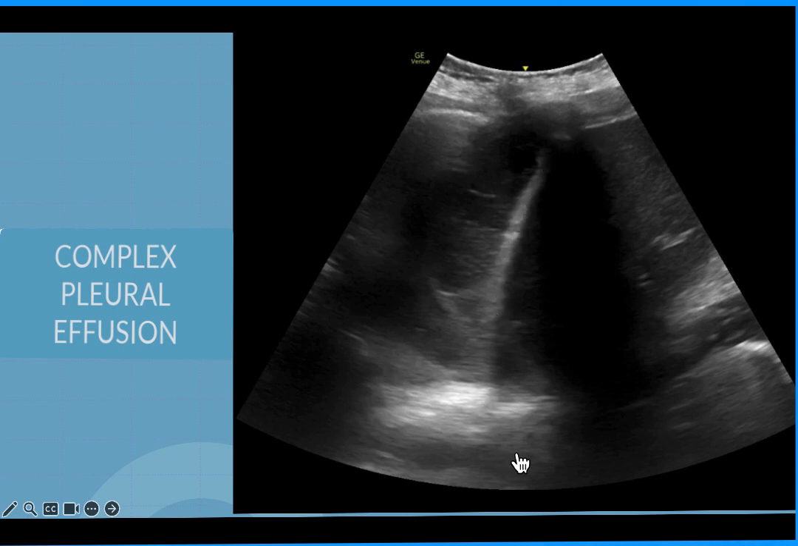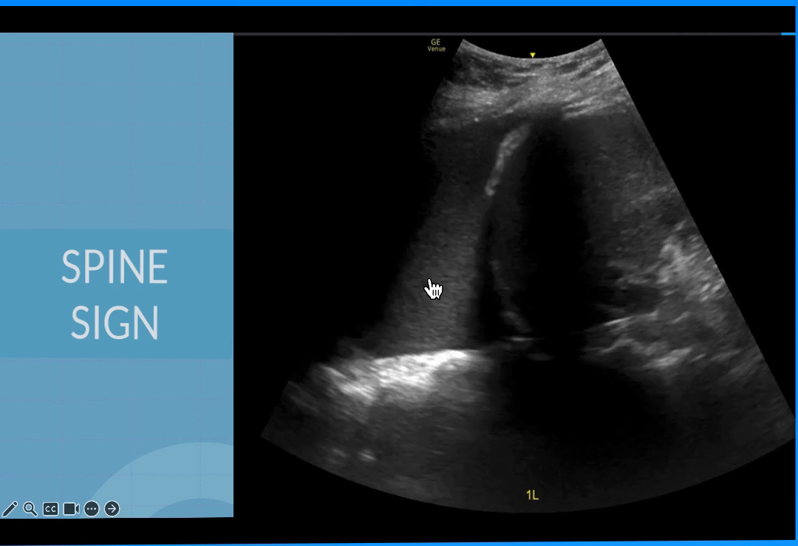Again, we have the diaphragm here. We have what appears to be the liver or the spleen here. This is the spine, and we're seeing the spine also above the diaphragm. And all we saw is nastiness. When you see nastiness in a pleural effusion, that's just a complex pleural effusion right there. This is another example.